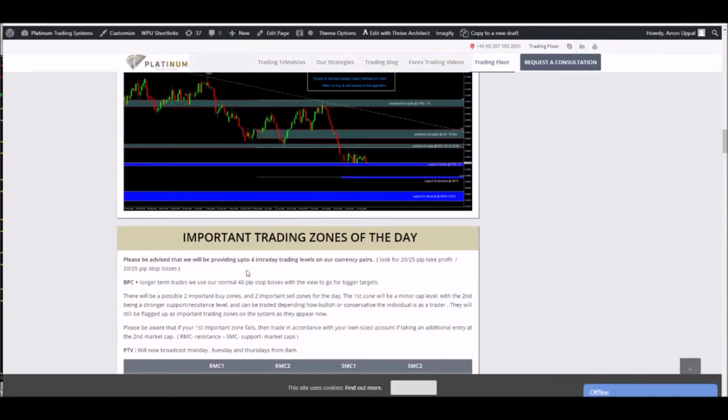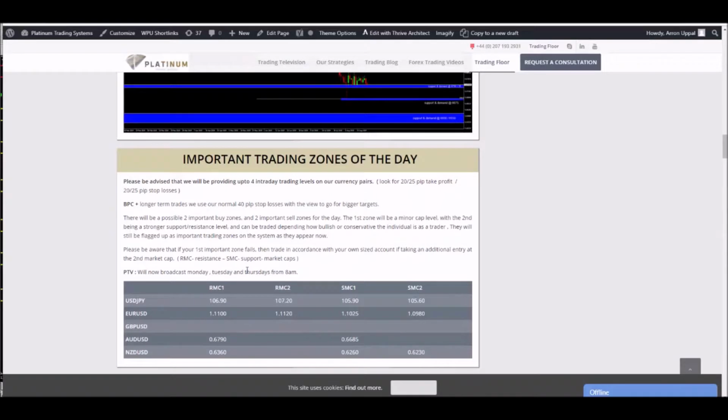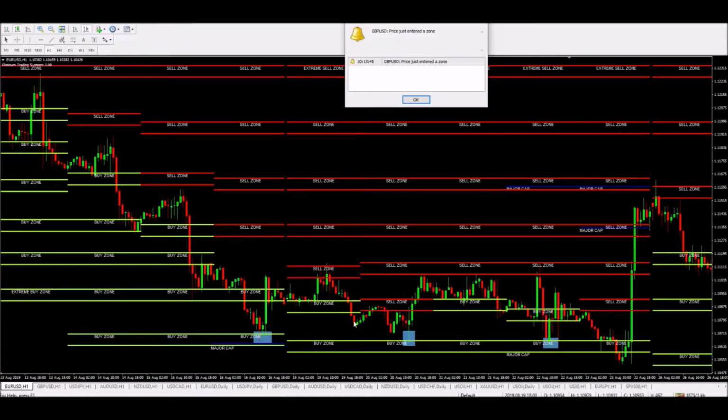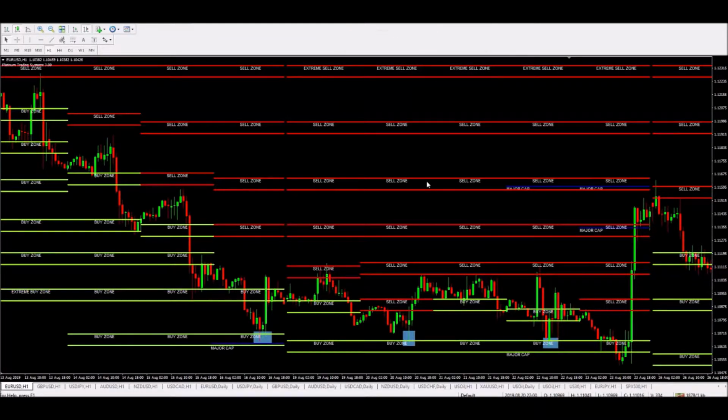Now we're going to scroll back to the top here, important trading zones of the day. You can see here we've got a little table at the bottom, and we've got currency pairs attached to the tables, and then we've got trading levels, the size of those. So essentially anywhere from 1 to 4 levels a day can be provided for each currency pair. What we then do with these specific levels is this is where the trading algorithm comes into play. We match these levels up to our daily buy and sell zones on our algorithm.